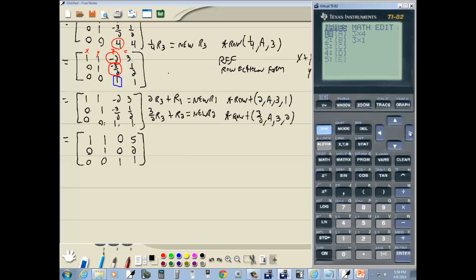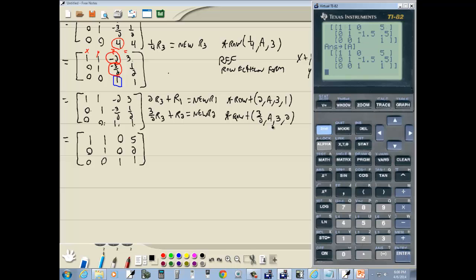Press matrix, right arrow to math, down arrow. And we want the last one. And then I'll do 2 comma matrix, enter on A, comma 3 comma 1. Okay, that looks right. So I'll do store, then matrix, enter on A, enter again.